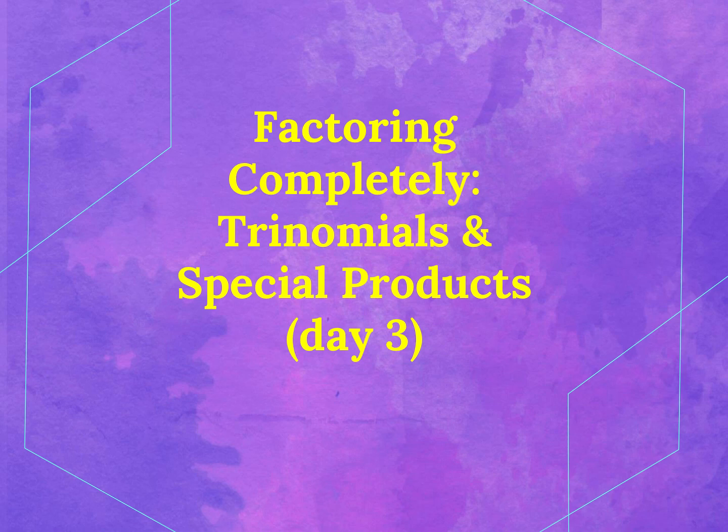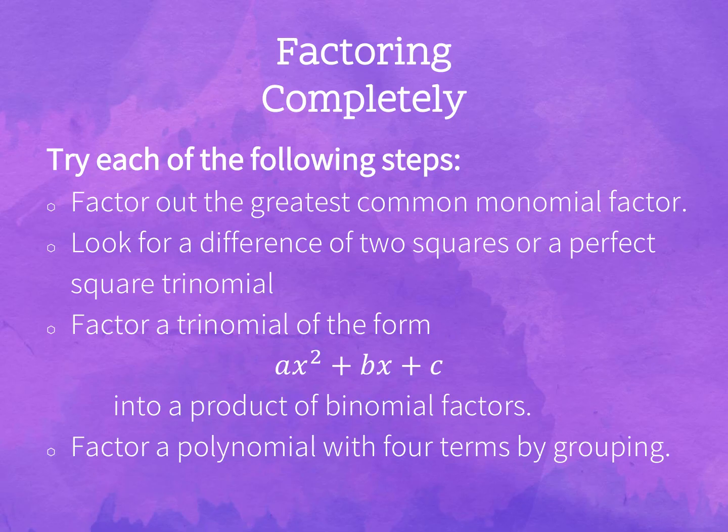On day 3, when the instructions say factor completely, what we're looking to do is combine all of the techniques we've talked about all week long. The only thing we talked about as far as a greatest common factor was when that x squared term was negative. Today, we're going to look for a greatest common factor before we begin our factoring process. So if you can divide all of the terms in your polynomial by the same number, you will factor out that number first. Then from there, you're going to look to see what remains.